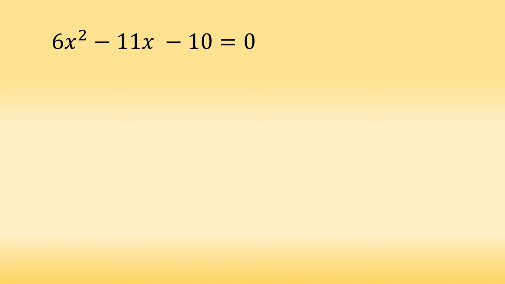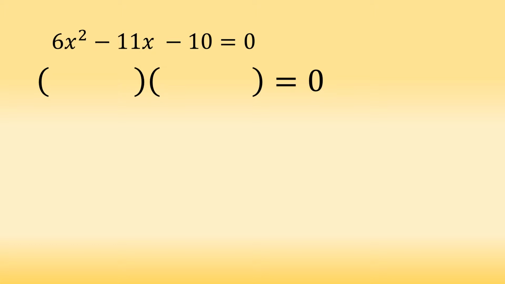Example 1, let's get started. We have 6x squared minus 11x minus 10 equals 0. It is a quadratic, it is in standard form, and I don't see anything we can factor out. Now remember, we are going to take this trinomial and change it into the product of two binomials. That's why I put down my double parentheses first.